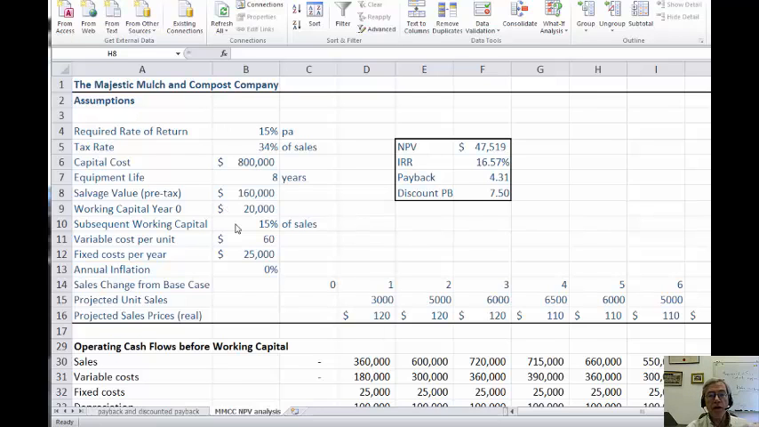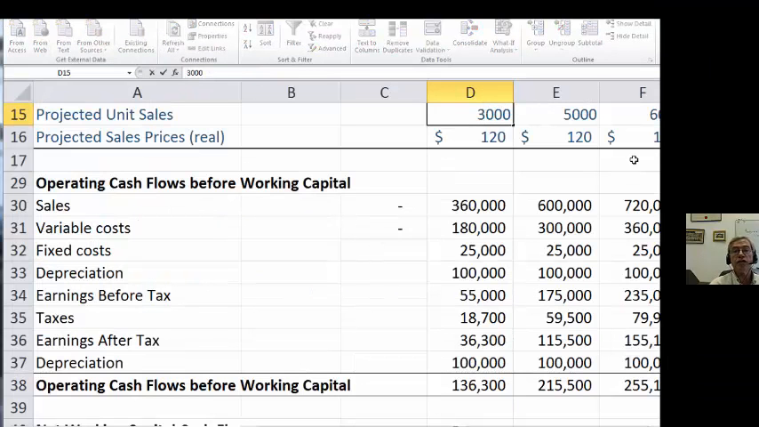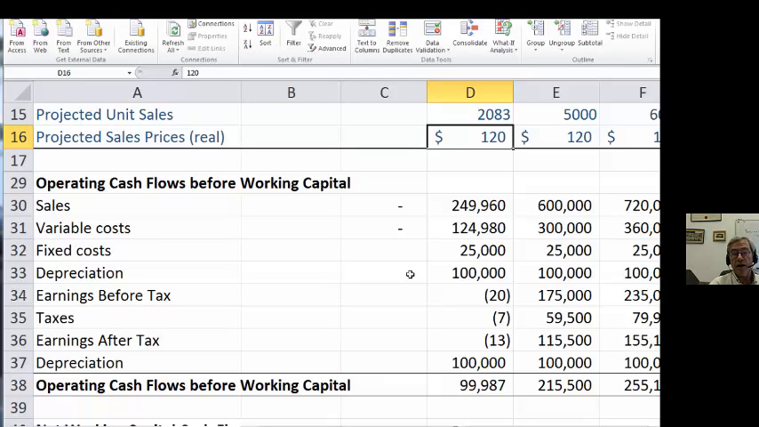Now, if you remember the Majestic Mulch and Compost Company, you'll realize that some of these assumptions are very familiar. If we change unit sales from 3,000 to our break-even of 2,083, we'll find that earnings after tax is minus $13. If we take it to the next highest unit of 2,084 units, we'll find that earnings after tax is $26. So you can see that the break-even point from an accounting point of view is between 2,083 and 2,084 units.